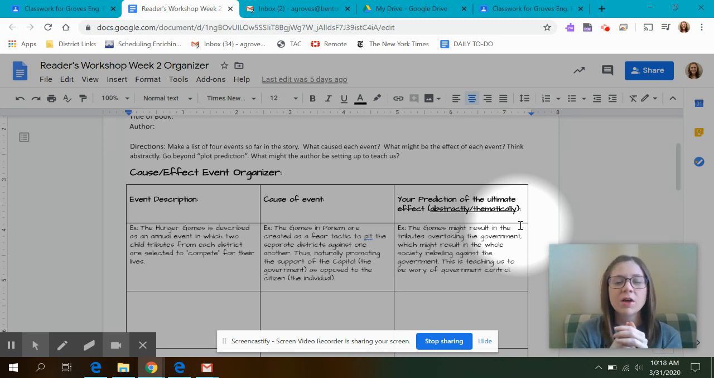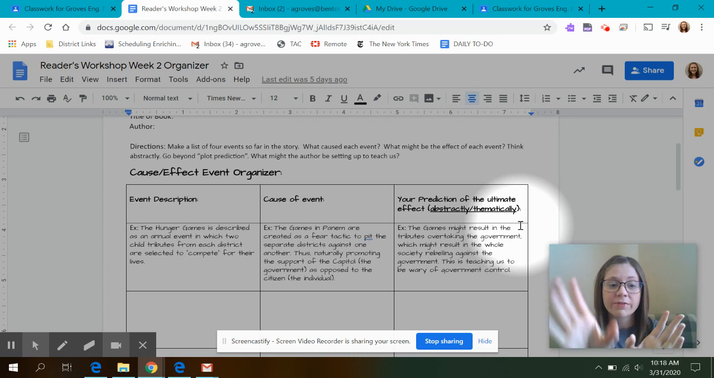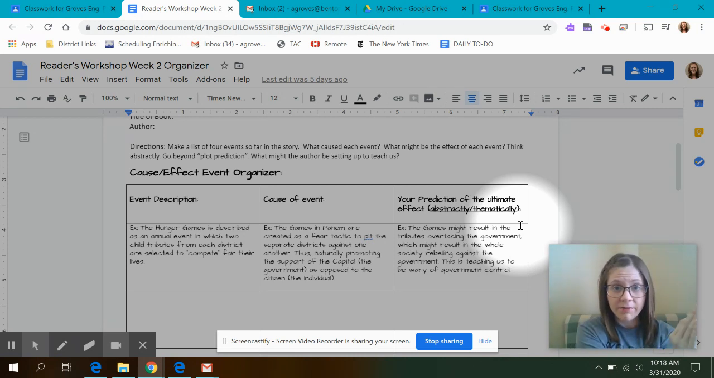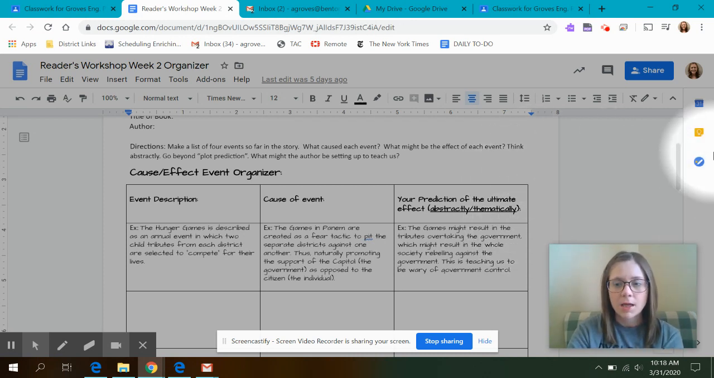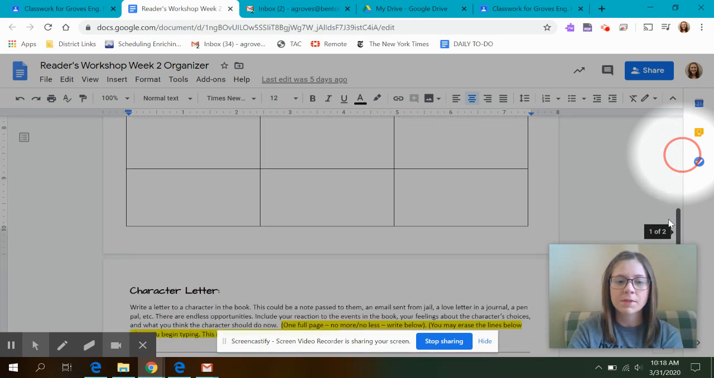So even though this is a cause and effect organizer, it's not just cause, effect. It's what was the event, what caused it, and then what might the effect be later on to the characters or to the story on a teaching level. What does it teach the reader? And you're going to do that 4 times.